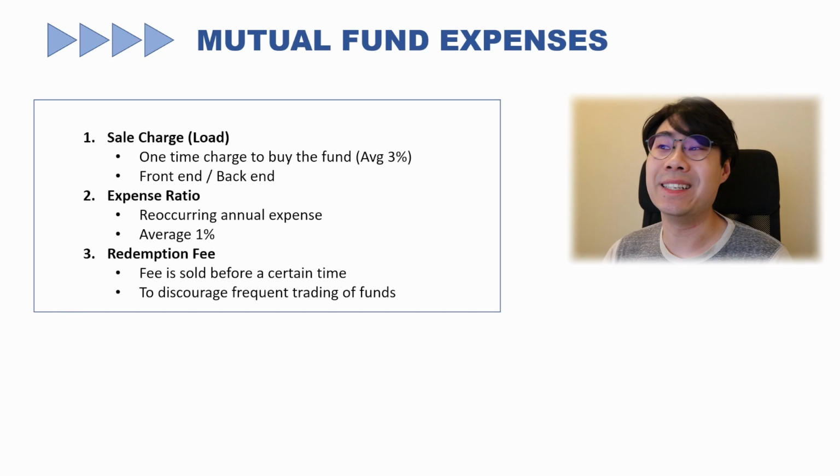On average, it is about 3%. And this 3% is calculated based on your initial investment. So let's say if you invest $1,000, then the 3% means you have to pay $30 upfront.